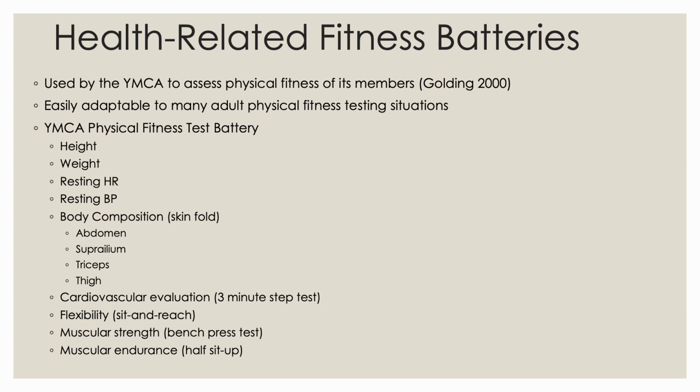Within the YMCA Physical Test Battery, it requires you to collect data on height, weight, resting heart rate, resting blood pressure, body composition in the form of skin fold at the sites abdomen, suprailium, triceps, and thigh. It requires a cardiovascular evaluation utilizing a 3-minute step test. Flexibility is evaluated using the sit and reach. Muscular strength is evaluated using a bench press test, and muscular endurance using a half sit-up test.